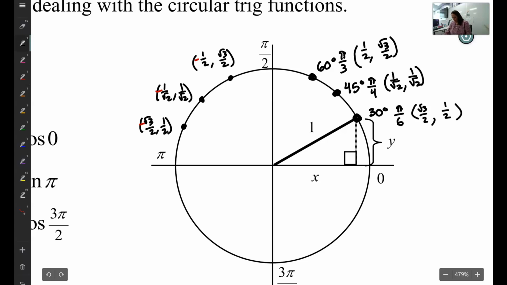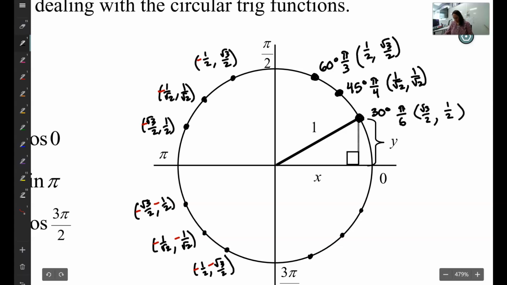I can then reflect these down. So this one would be my root 3 over 2, 1/2. Reflect that one down, 1 over root 2, 1 over root 2. And reflect this one down, 1/2, root 3 over 2. Because it's in quadrant 3, both x and y are negative. Last quadrant.